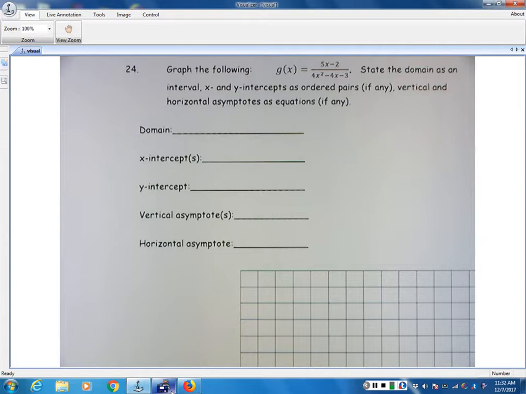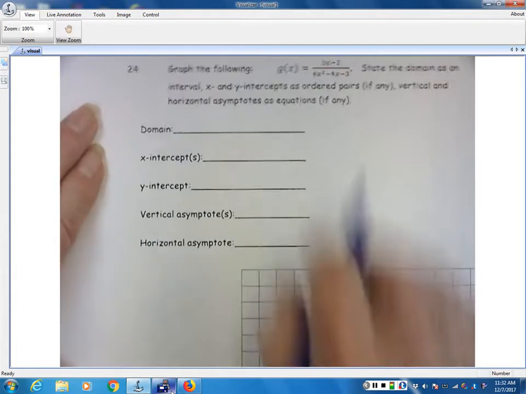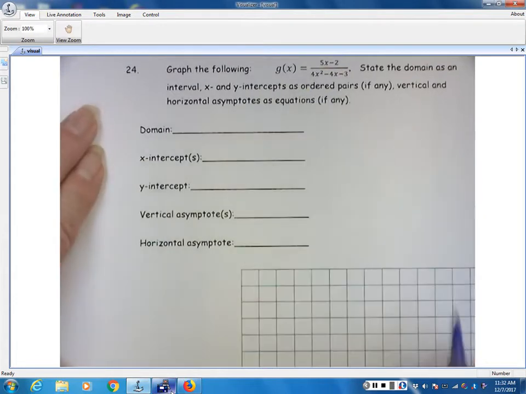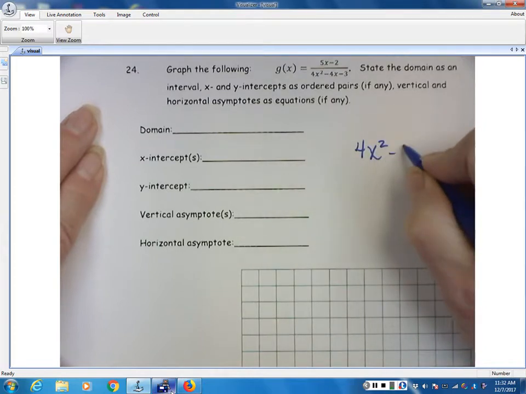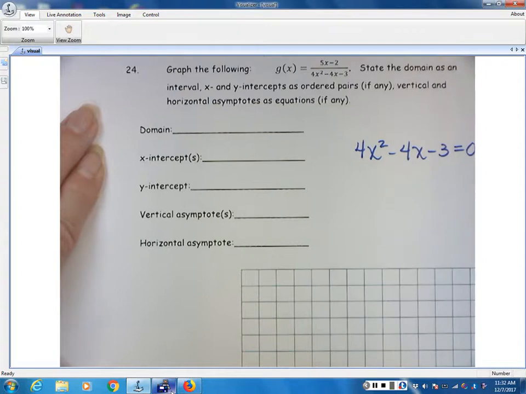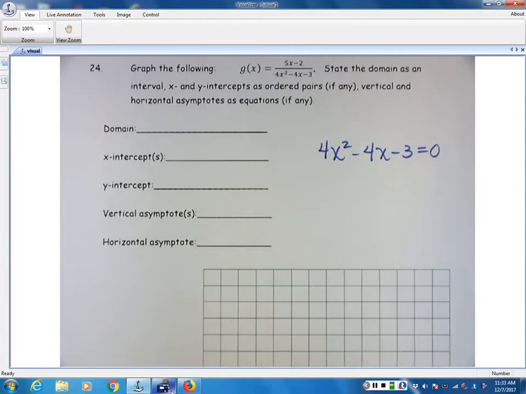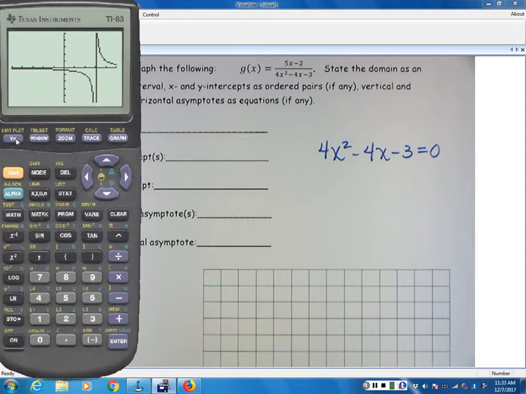Okay, this one we have another rational function. So again, we're going to have to worry about having a 0 in the denominator. Which means we need to worry about where 4x squared minus 4x minus 3 is going to be equal to 0. Now you can solve that by factoring or quadratic equation. Or you can graph just the denominator and find its zeros.